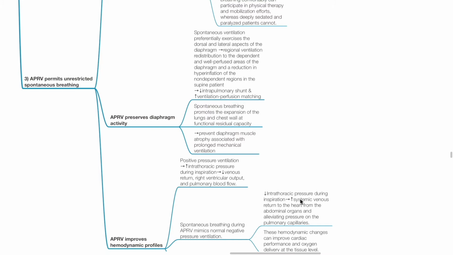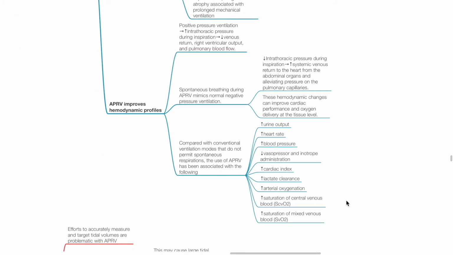Spontaneous breathing promotes the expansion of the lungs and chest wall at FRC. APRV prevents diaphragm muscle atrophy associated with prolonged mechanical ventilation due to allowance of spontaneous breathing. APRV improves hemodynamic profiles. Positive pressure ventilation increases intrathoracic pressure during inspiration, and this reduces venous return, right ventricular output, and pulmonary blood flow.